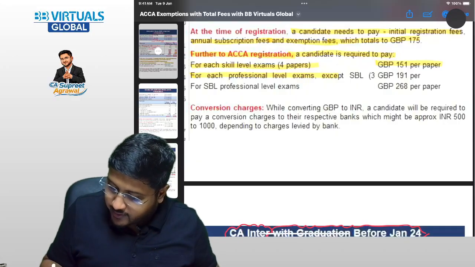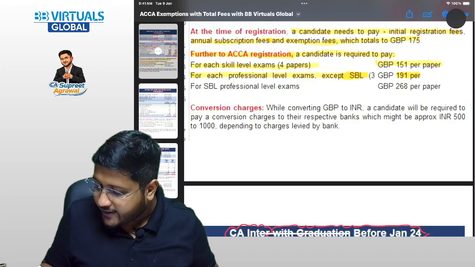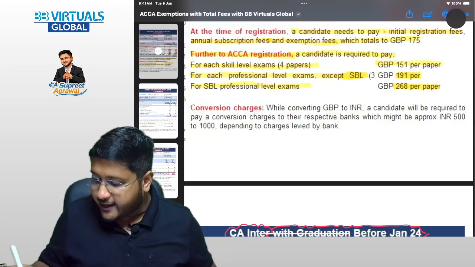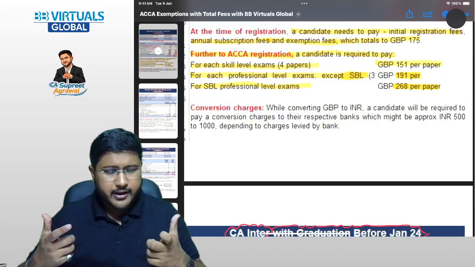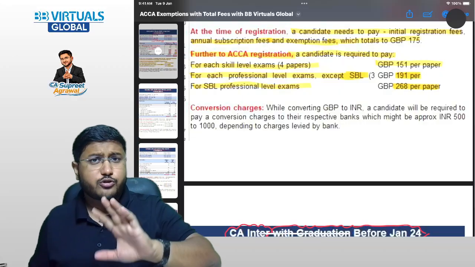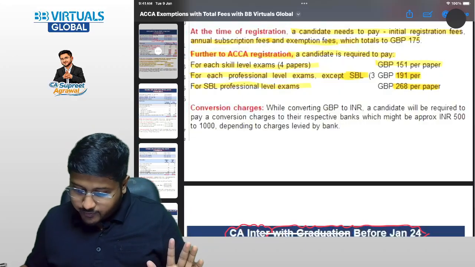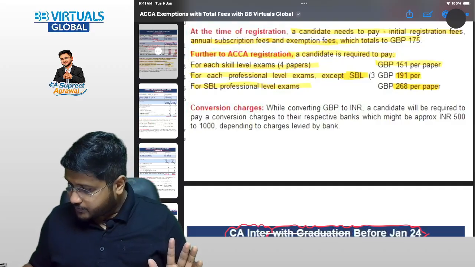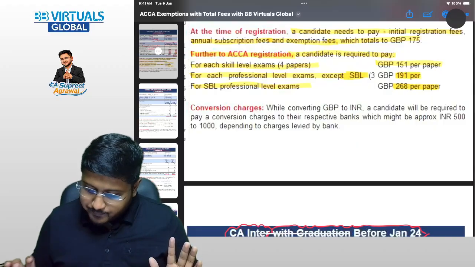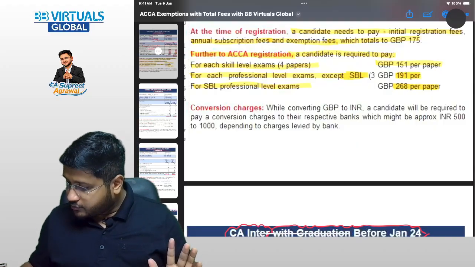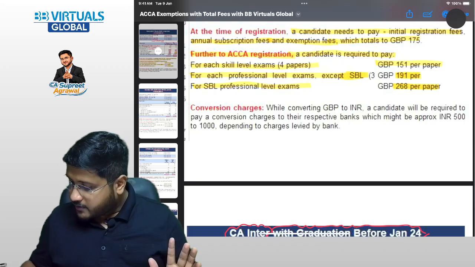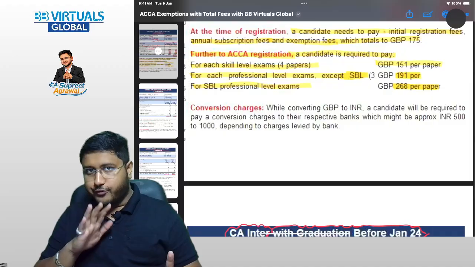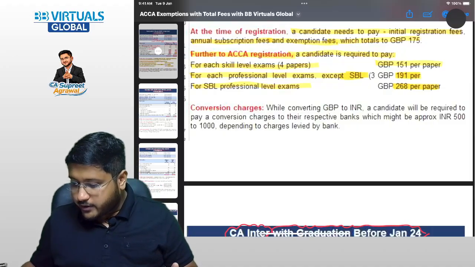Then for each professional level examination except for SBL, it is 191 pounds per paper, and for SBL it is 268 per paper. So that is going to be a little higher for SBL. Now, if I have the total of it, assuming that you clear in one attempt, then 151 into 4 papers of skill level, then 191 into 3 papers of professional level plus 268 for SBL. So that gives us 1445, assuming 122.